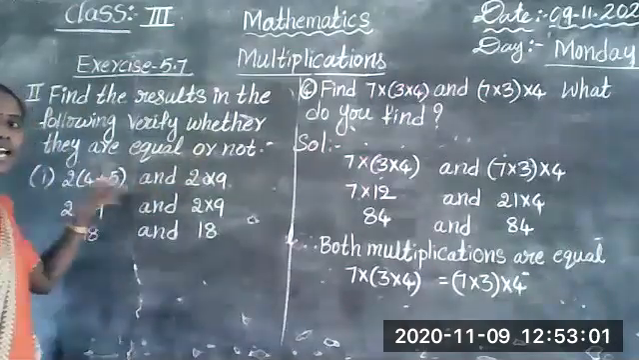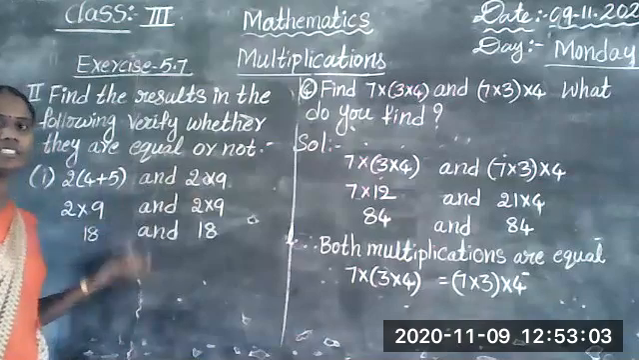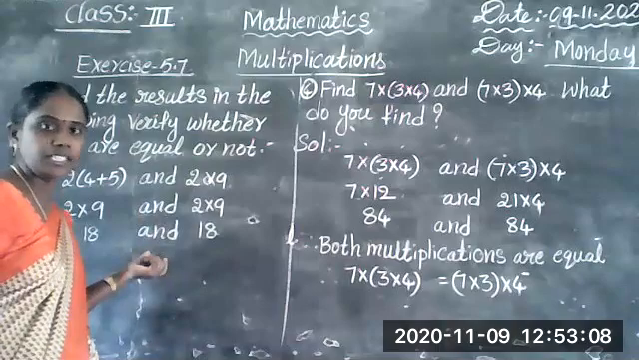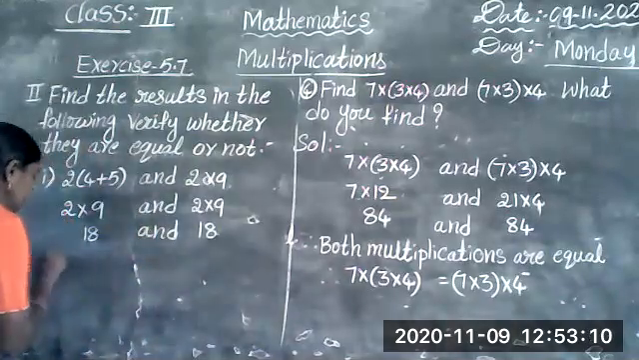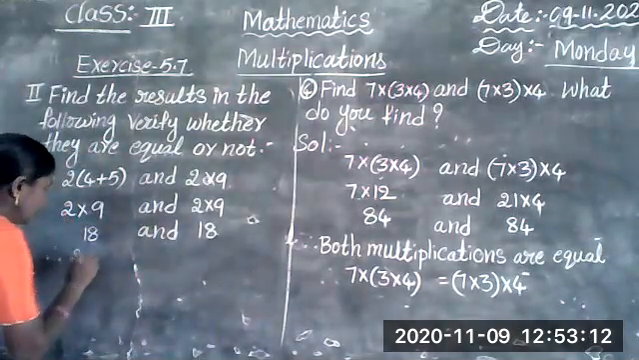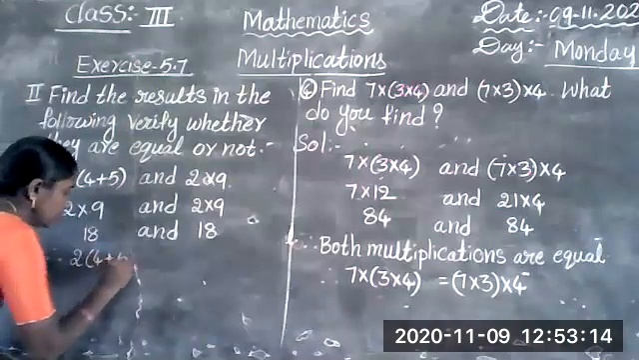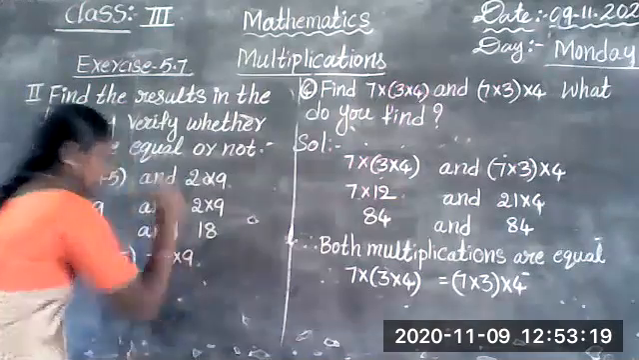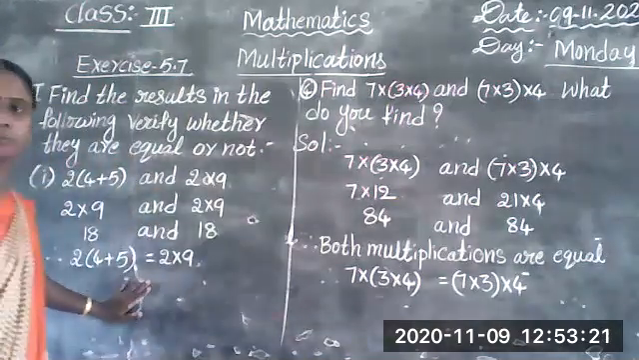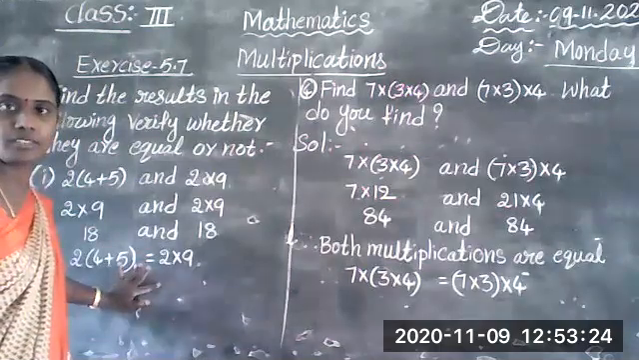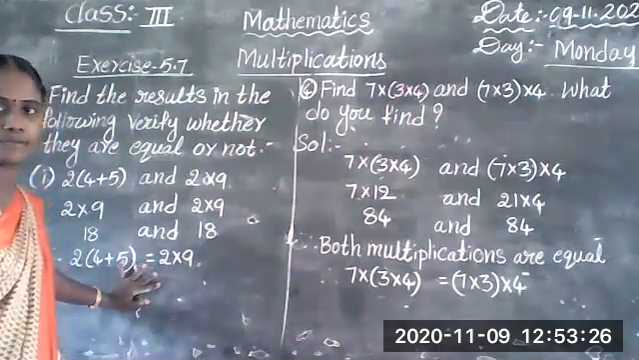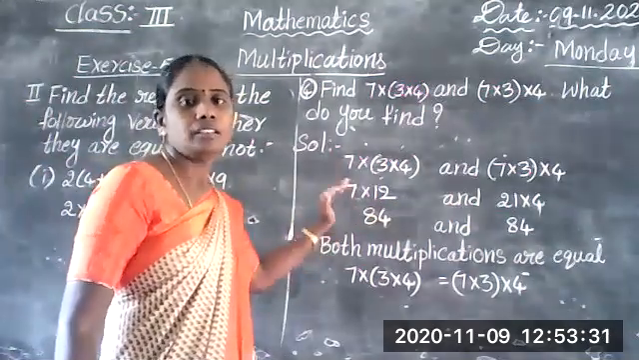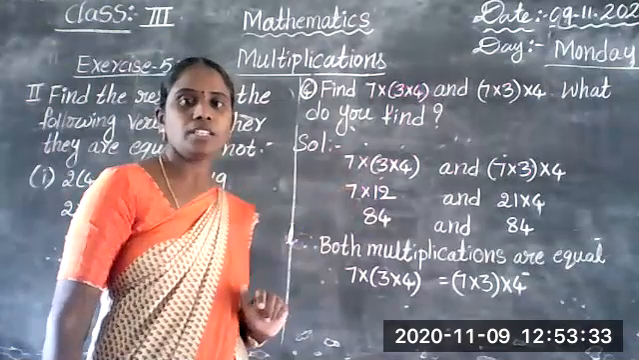Verify whether they are equal or not. These are equal or not? Yes, these are equal. So write 2 into 4 plus 5 equals 2 into 9. Okay? Did you understand this one? I will explain one more. The remaining one, try on your own. Okay, children?